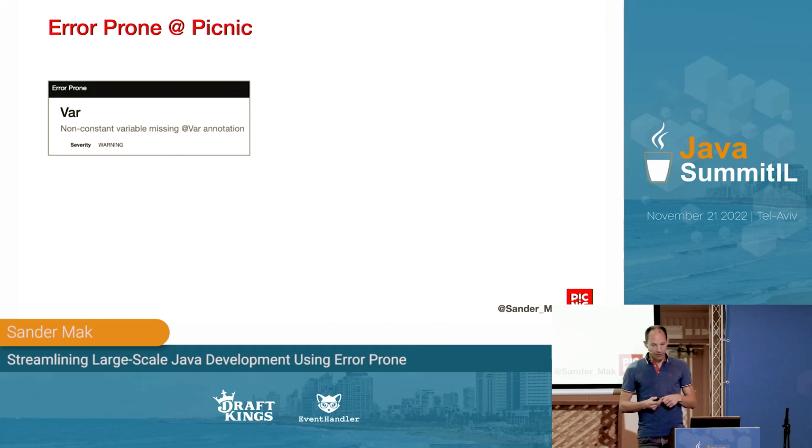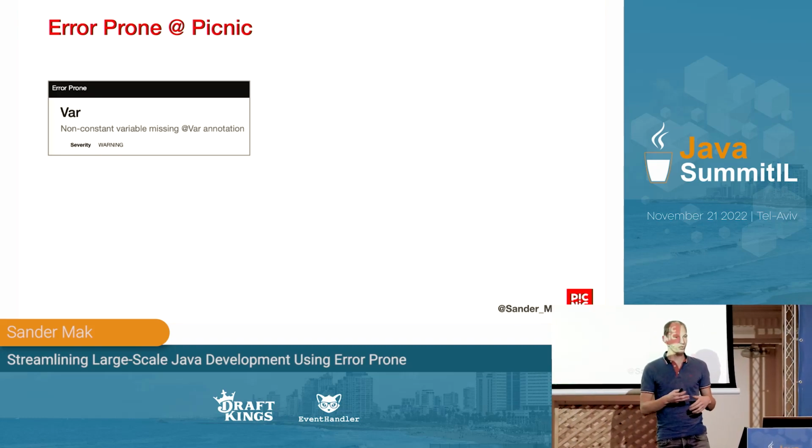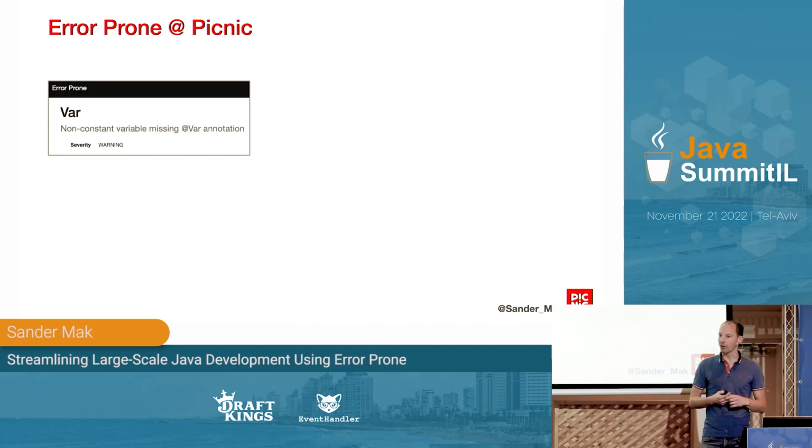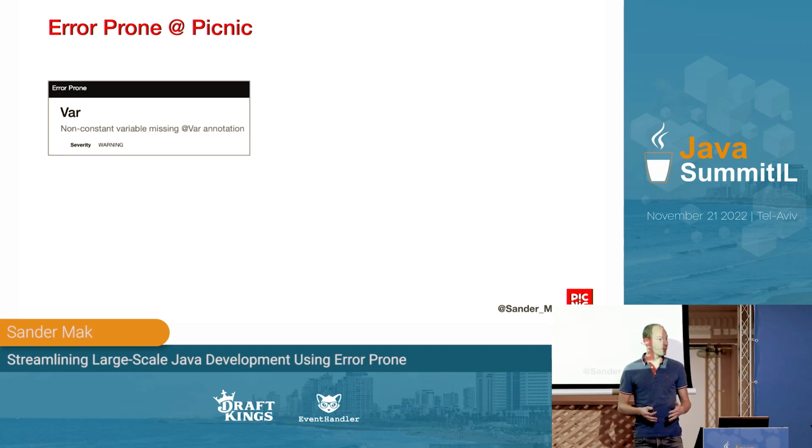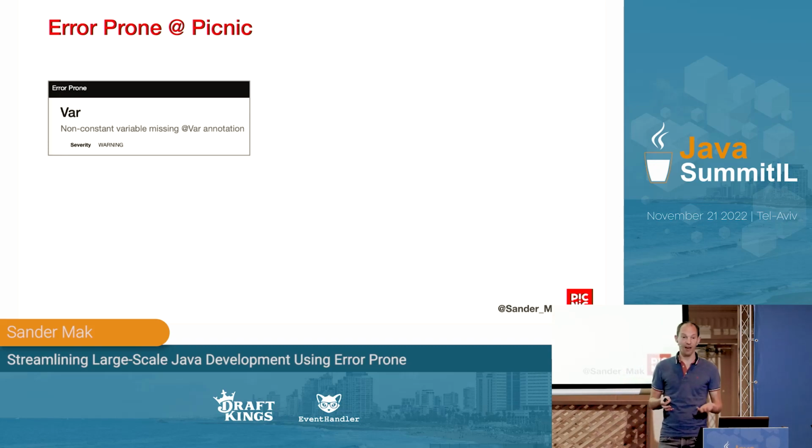Now, error-prone as a compiler plugin even goes a little bit beyond just spotting errors and bugs. There's also other functionality that can be built on top of this. A good example of that is the Var check that is built into error-prone. We use it heavily as well.